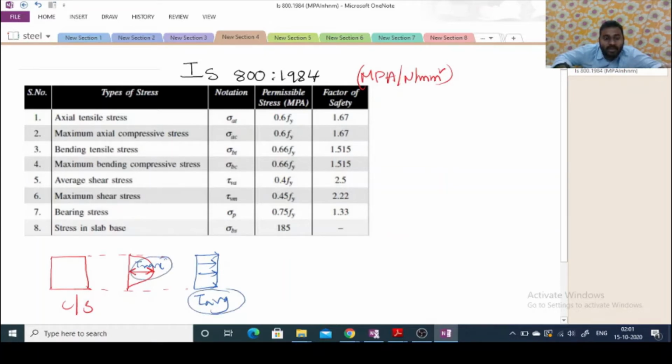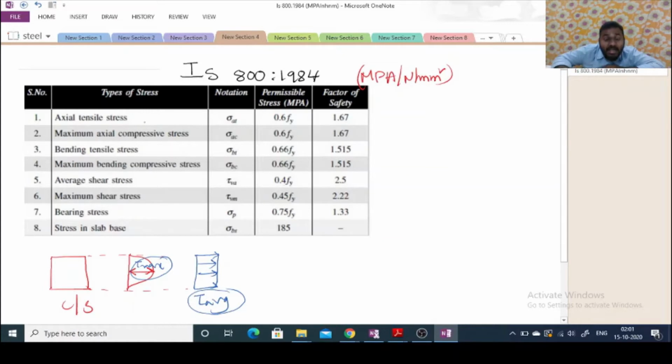So for these values, there exist permissible stresses. Average shear stress, which we represent with tau va, is 40% of Fy, that is 0.4 Fy, with a factor of safety of 2.5, and maximum shear stress is tau vm, which is 45% of Fy, that is 0.45 Fy, with a factor of safety of 2.2. Is it clear?